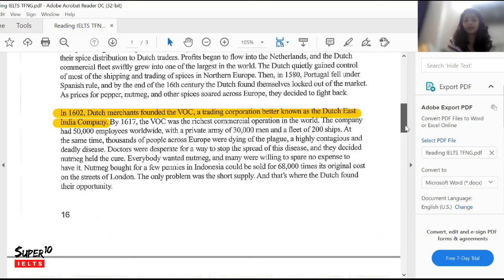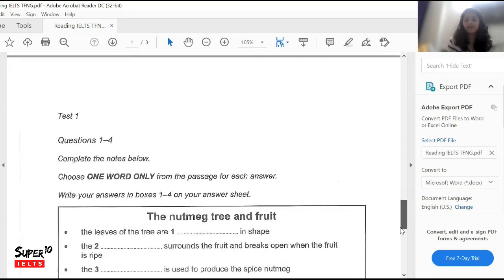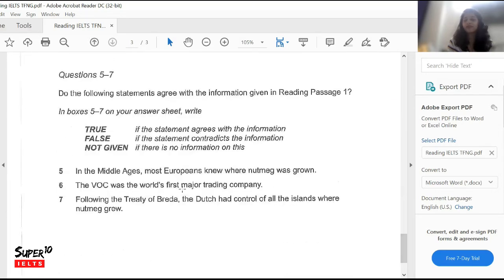Is there anywhere that you can find this statement? The VOC was the world's first major trading company. No, it is not given because it is never stated in the paragraph that it was the first or last or when was this. Like comparatively to other companies, what was the rank of this company in its establishment? So you have to understand, if it talks about being first major trading company, is that information given in the question? Now moving on to the last one.